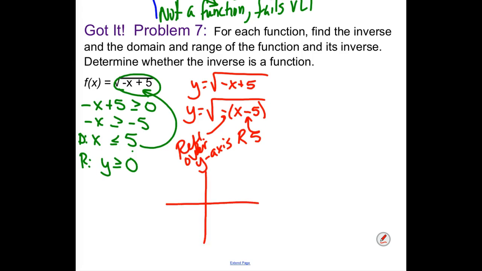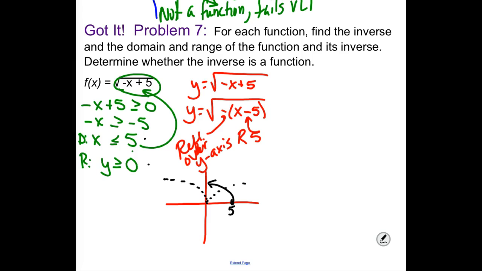So graphically, I would start out with my square root graph. I would reflect it over y. Now it looks like this. And then I'd shift that whole thing right 5. So this would be my result. Does that make sense? So do our domain and range fit what I'm picturing? My x's are 5 and lower. My y's are 0 and higher. Okay?